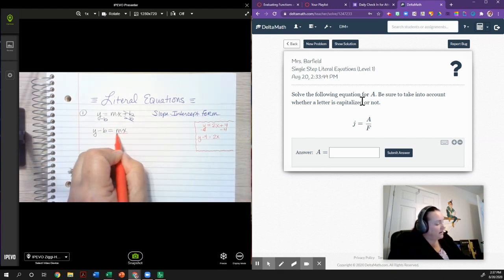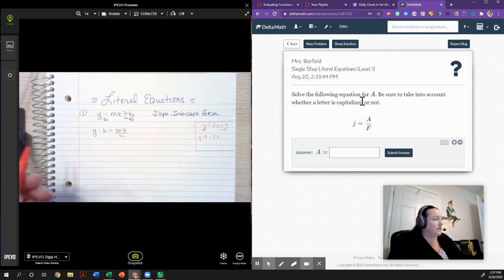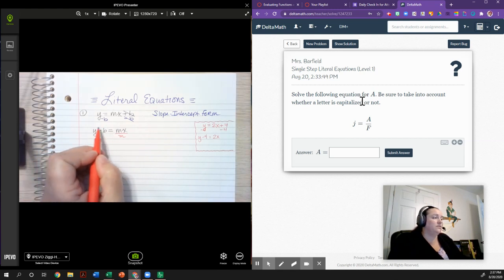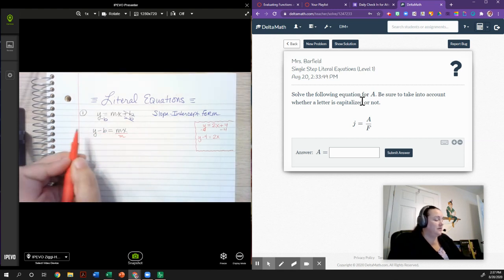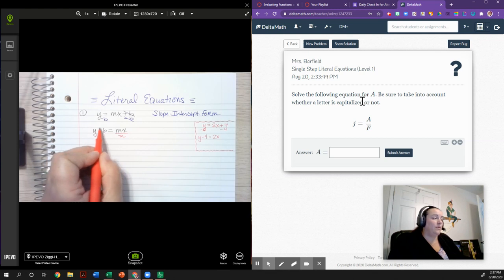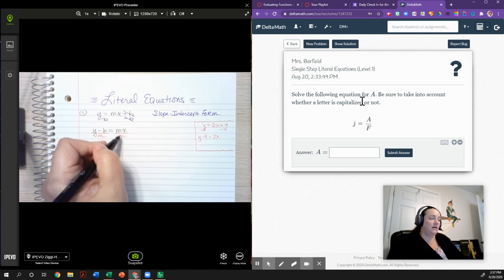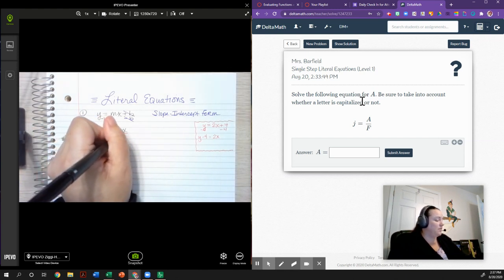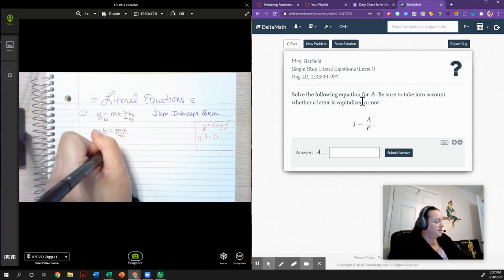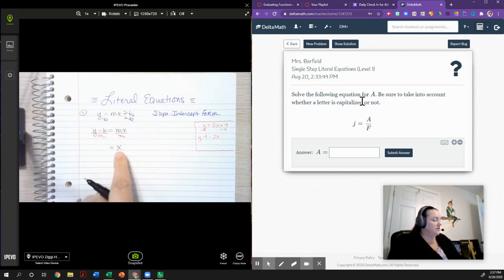So I'm going to divide by m. Now over here, I don't know what y minus b is, but I have to know what y minus b is first, and then I would divide that whole part by m. All right, so the m over m does eliminate because that'll equal 1. So I'm left with x. So I've got x by myself. That's awesome. That's exactly what I wanted.